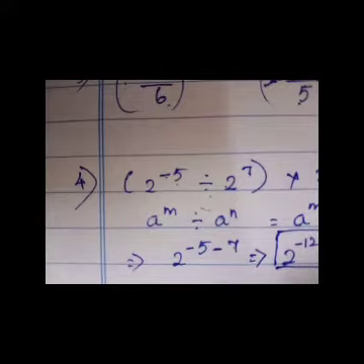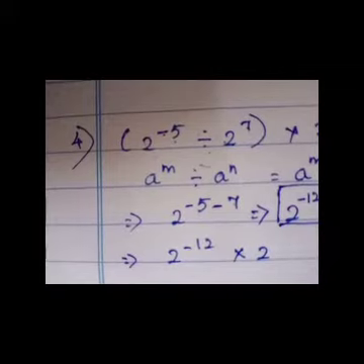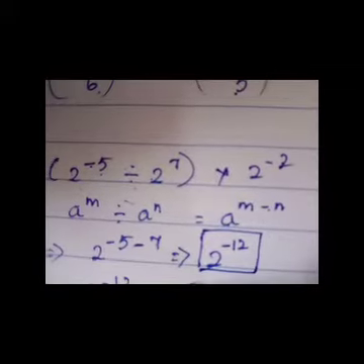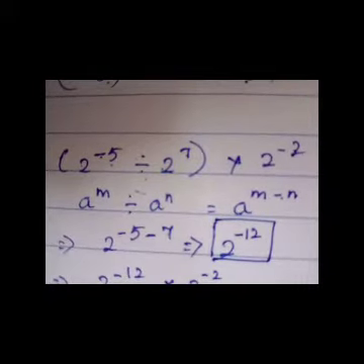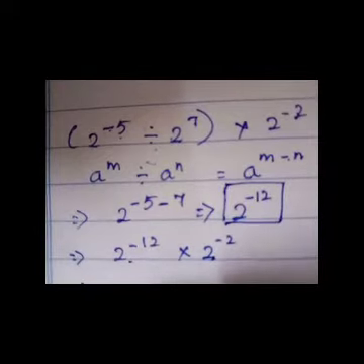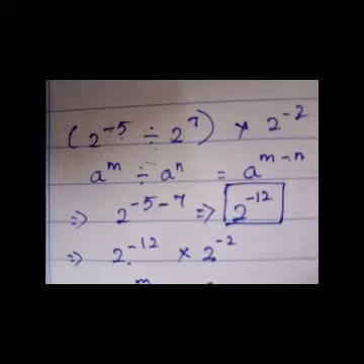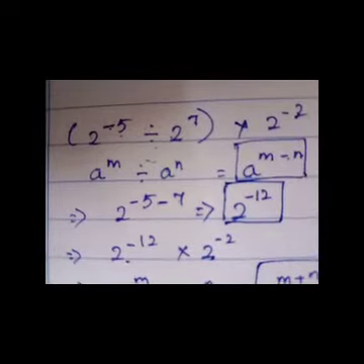Your answer is 2 power minus 12 into 2 power, what they given here? 2 power minus 2. Now in which rule is it? It is in the product rule. So product means what? A power m into a power n, which is equal to a power m plus n. Have you understood, students? First see in which rule it is.